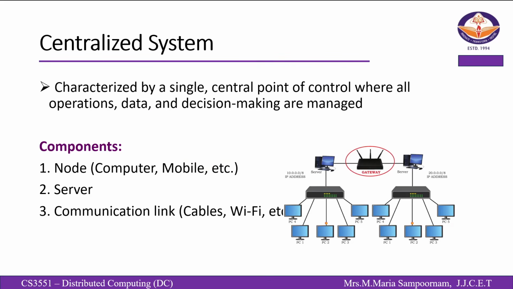A centralized system is where a single central server controls all operations. All users or devices, like clients, connect to the one system to get services. The main components: the first is node. A node is any user device like a PC, laptop or mobile. Second one is server, the main controlling computer. Third one is communication link, the network connection like Wi-Fi or Ethernet that links everything. For example, a school office or college office server where all the student records are stored. All teachers access the data from one server.